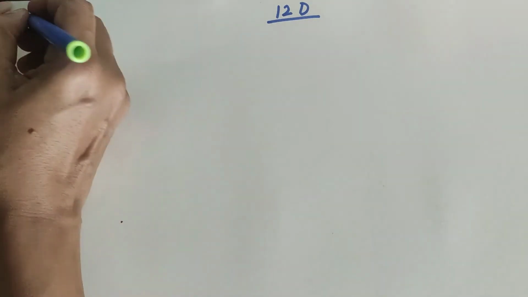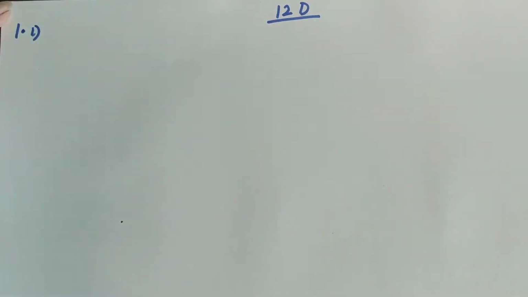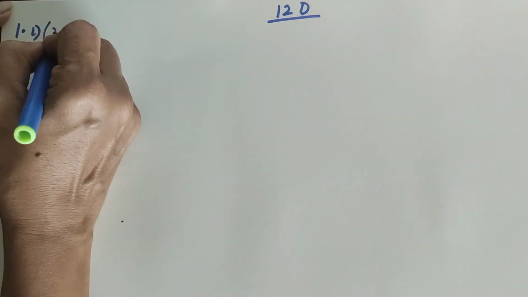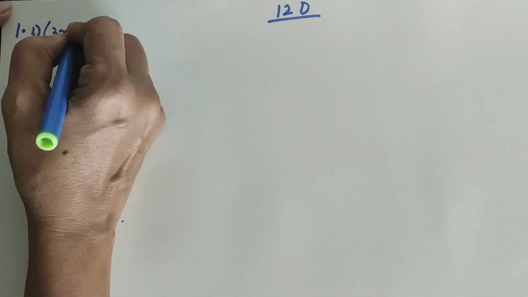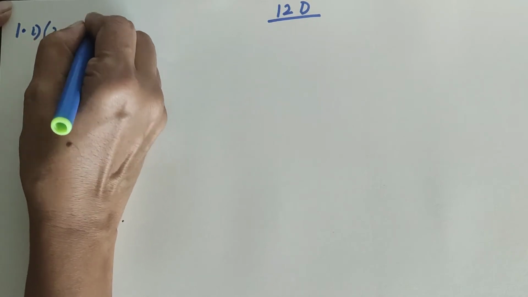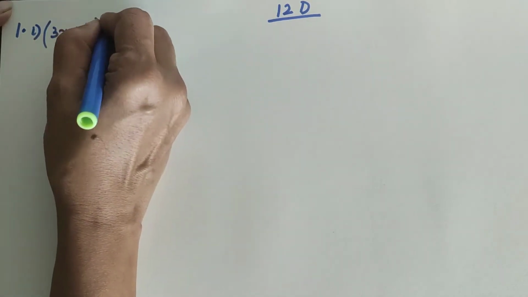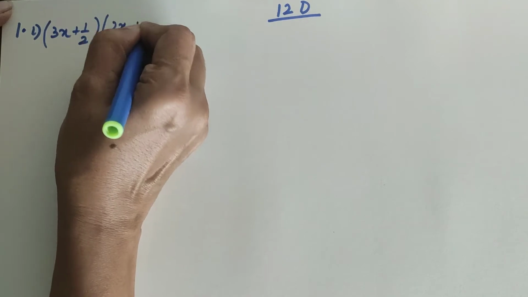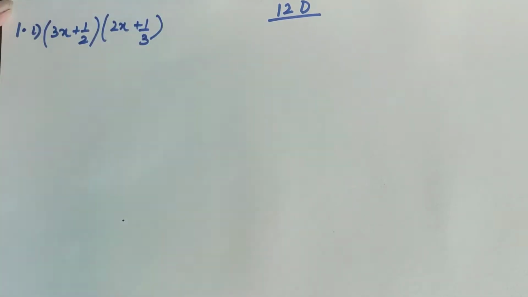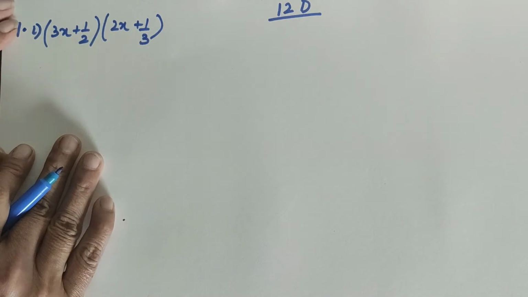I start with question number 1, part 1. It says 3x plus 1 by 2 and 2x plus 1 by 3, which we have to evaluate. It means we have to multiply them.